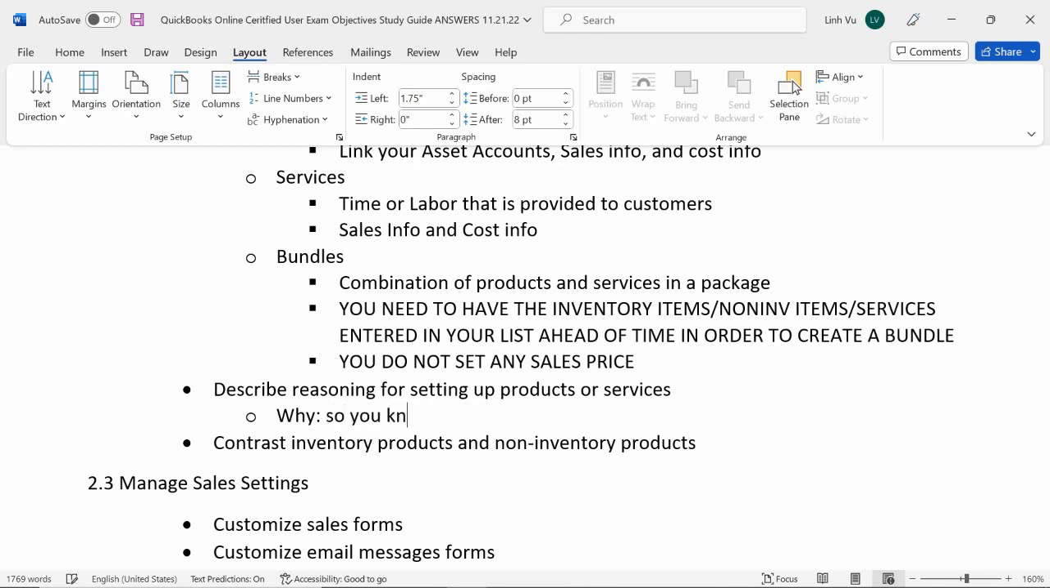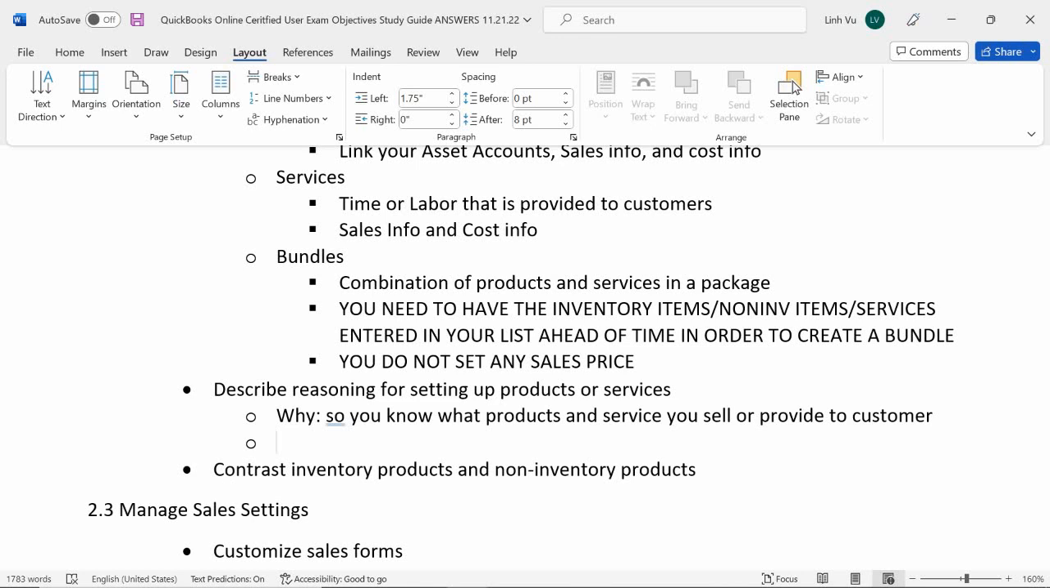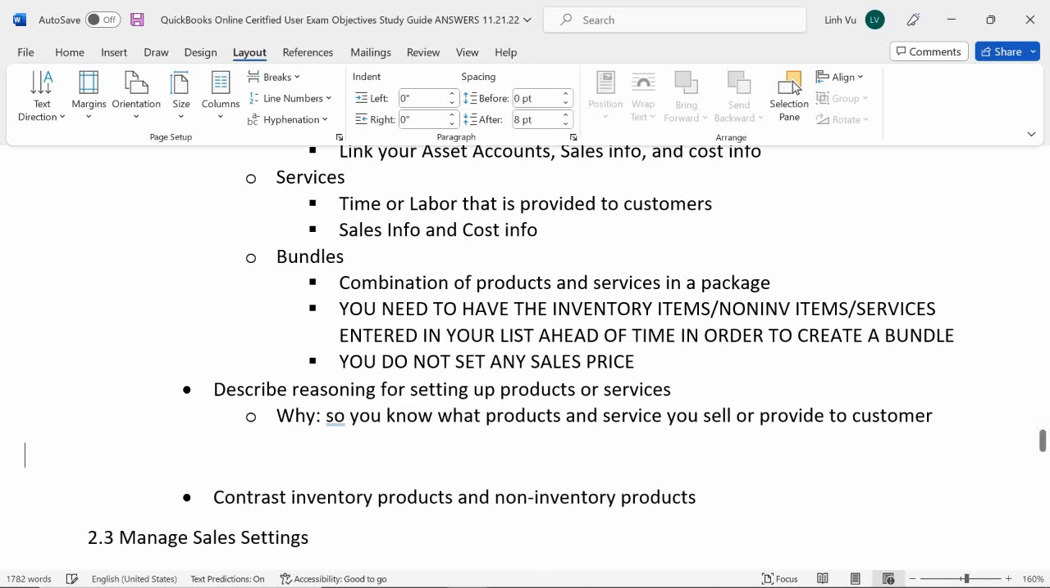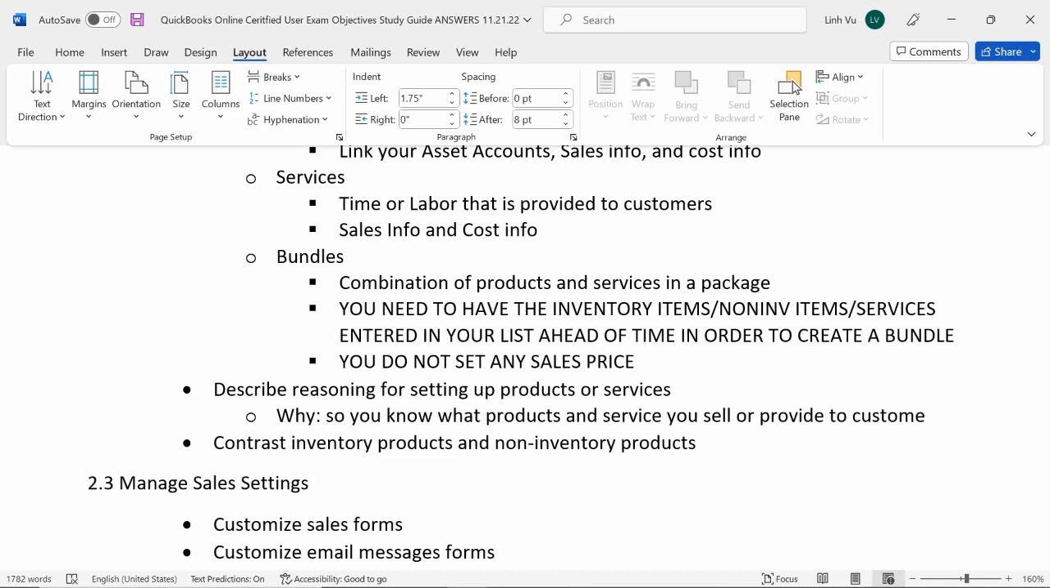Excellent. So you know what products and services you sell or provide to customers. You should know that. The whole purpose of running a business is, are you going to be selling a product or are you going to be selling a service? You should know what your business is about. Because if you're confused, you're going to struggle opening up your business because you don't have a clear vision of what you want. Ultimate goal is you are trying to either sell a product or provide a service to customers.